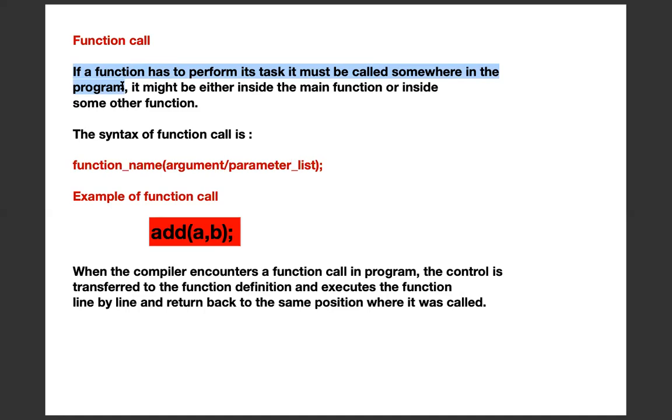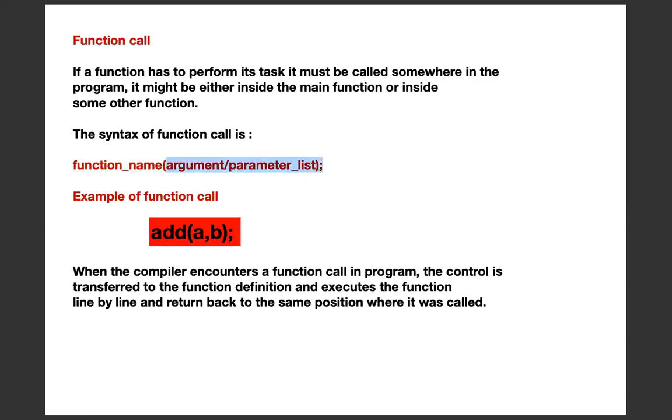At last, the foremost thing is that it should be called somewhere. So a function call invokes the function. So what is the syntax? The syntax says that now here in a function call, you are not bothered about its return type. What we are bothered about is the function name and then the parameter list. That's all.